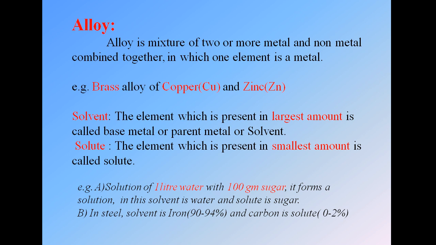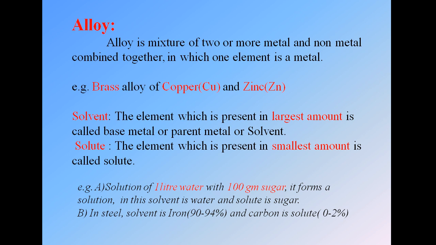Okay, we can take an example, you can get it well. First example, a solution of 1 liter of water with 100 gram of sugar. Here we are mixing 1 liter of water with 100 gram of sugar. The higher one, 1 liter of water, is the solvent. The smaller one, that is 100 gram of sugar, is the solute. So this is a good example to understand what is solvent and solute.